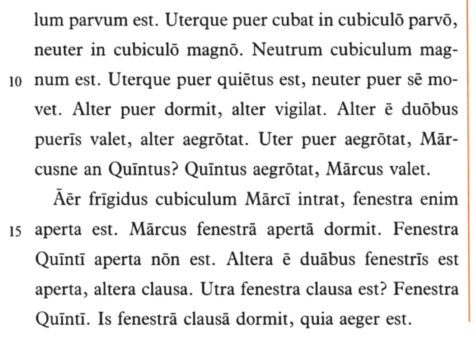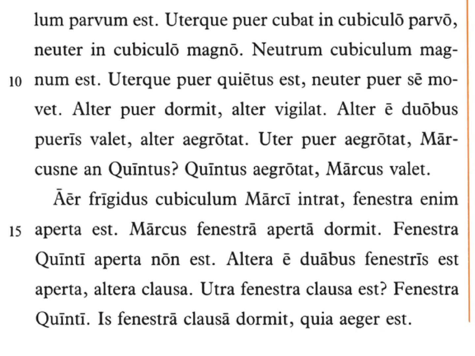Alter puer dormit, alter vigilat. Notice here are some other ter words, so neuter, uter, uterque, all these with the ter. Dexter and sinister for right and left are similar to this. Alter means one or the other of two. So one boy sleeps, the other is awake. Alter e duobus pueris valet. One of the two boys is healthy, is strong, valet. Alter aegrotat. The other of the two boys is ill, is sick.